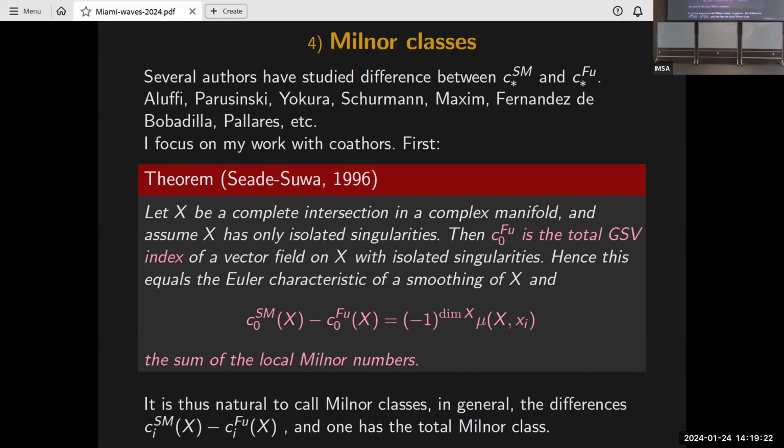Those differences are called Milnor classes. So you have a Milnor class in each dimension from zero to that of the singular set. These are kind of interesting invariants because they are defined globally as the difference of two generalizations of Chern classes, but they are concentrated in the singular locus. What will this invariant measure? What will the Milnor class measure?